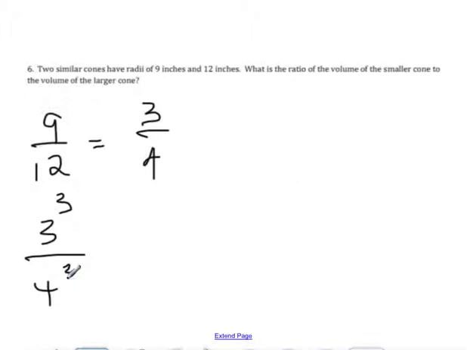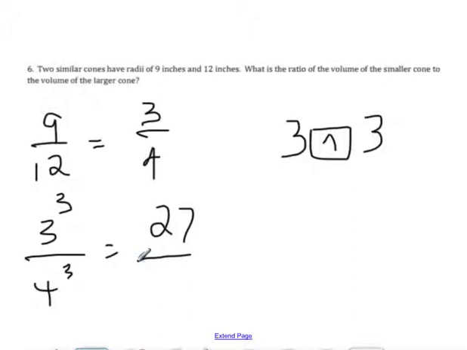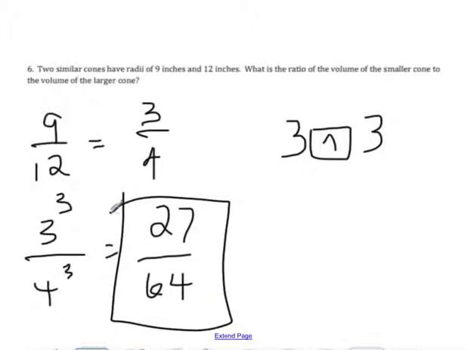Now, in order to get the volume, we need to cube 3 and 4, or 3 to the third power and 4 to the third power. Remember, to cube something in your calculator, you're going to take 3 and then look for the key that raises it to the third power. That's really the same as 3 times 3 times 3, which is going to give you 27. And then 4 to the third power is the same as 4 times 4 times 4, which is going to give you 64. So this right here represents the volume scale factor.